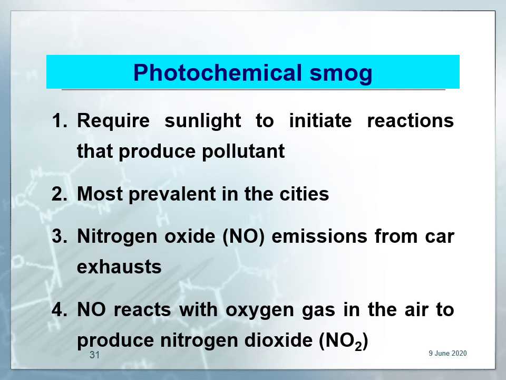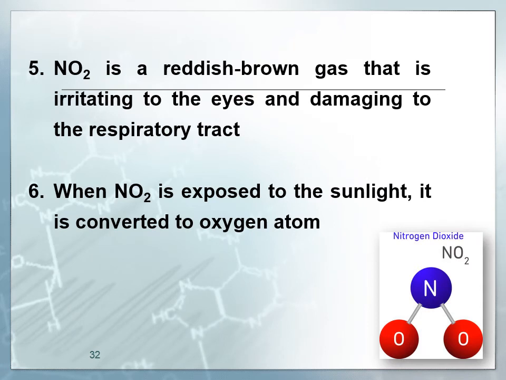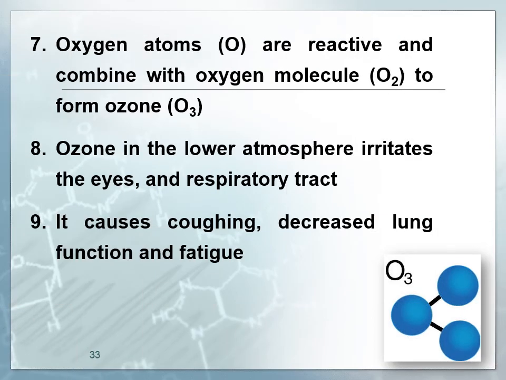For example, nitrogen oxide, NO, emissions from car exhausts will react with oxygen gas in the air to produce nitrogen dioxide, NO2. Nitrogen dioxide is a reddish-brown gas that is irritating to the eyes and damaging to the respiratory tract. When it is exposed to sunlight, it is converted to oxygen atoms. Oxygen atoms are very reactive, and they combine with oxygen molecules to form ozone.